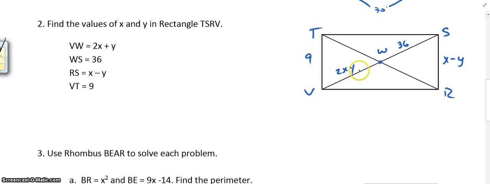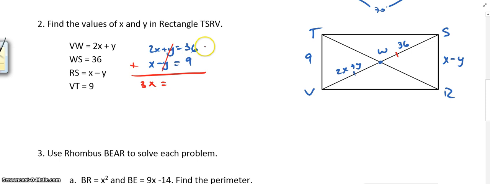We know the diagonals are congruent. Oh, and I forgot my plus sign there. So we have 2x plus y is equal to 36. And we have x minus y is equal to 9. So I have two equations with x's and y's, so we have to solve our system. Fortunately for us, we don't have to multiply because we already have opposites on my y's. So 2x plus 1x is 3x. 36 plus 9 is 45. So for x we get 15.